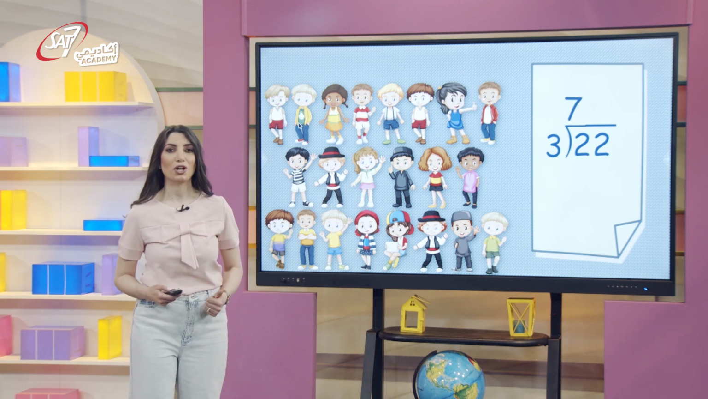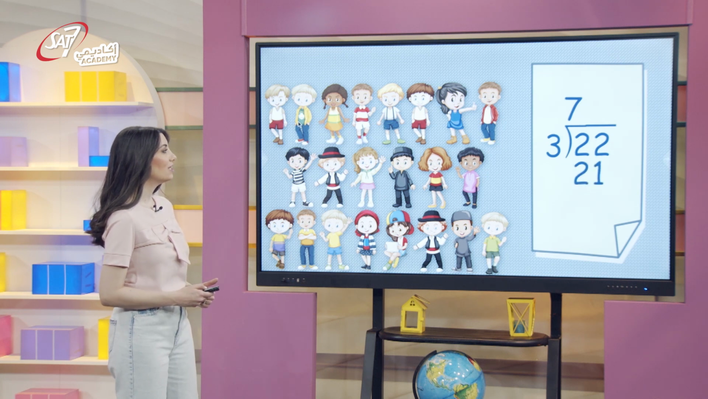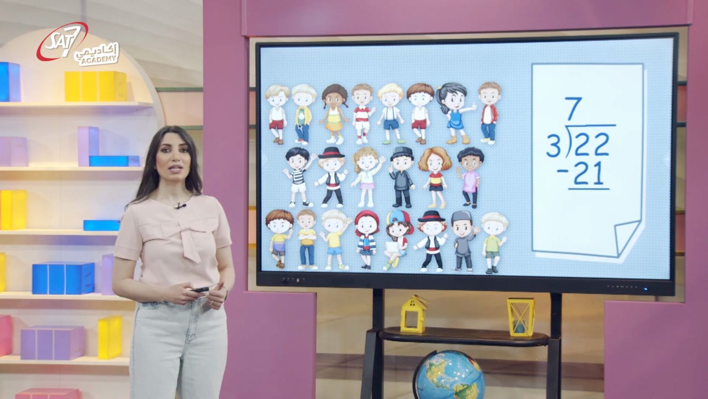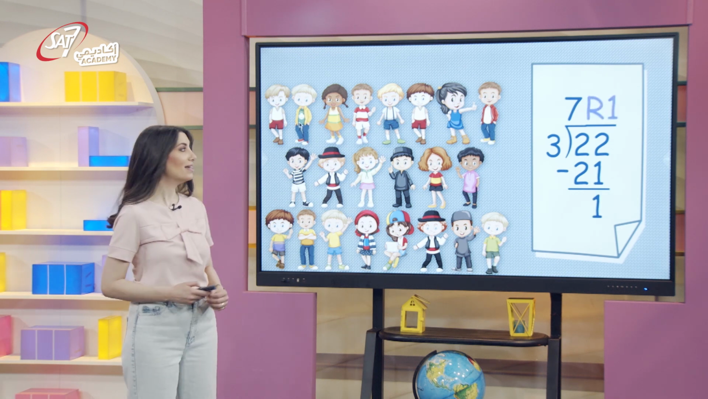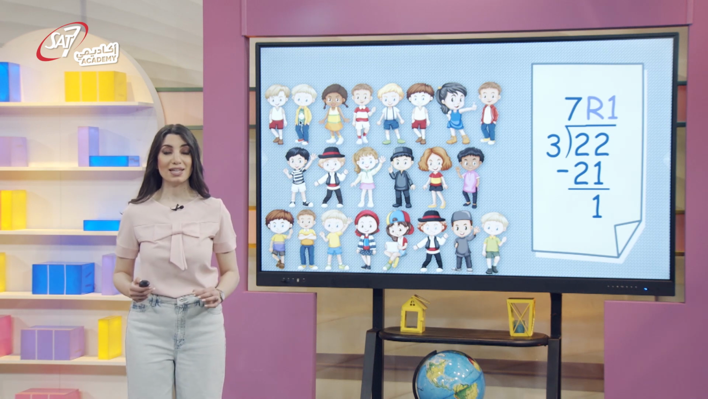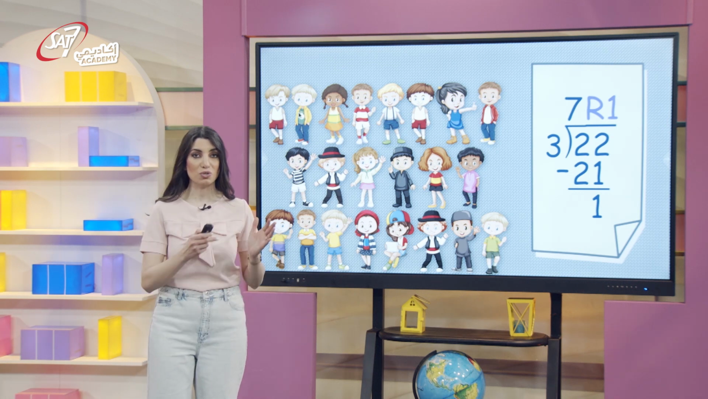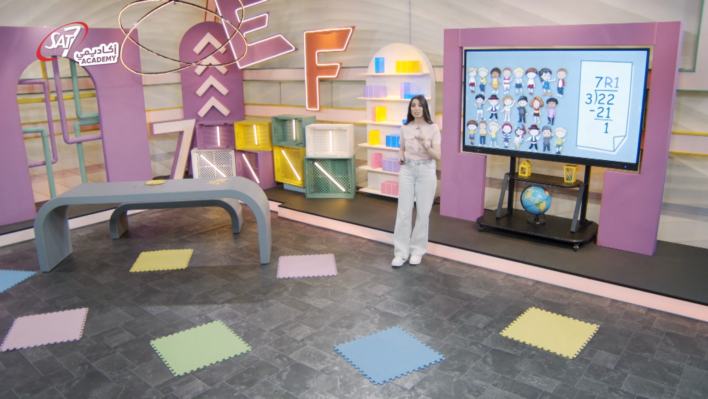What is the remainder? 3 times 7 equals 21. We subtract. 22 minus 21 equals 1. What does this answer mean? 7, remainder 1. The 22 students in class are divided into 7 groups of 3, and only 1 student will be left out. There is 1 teacher assistant.